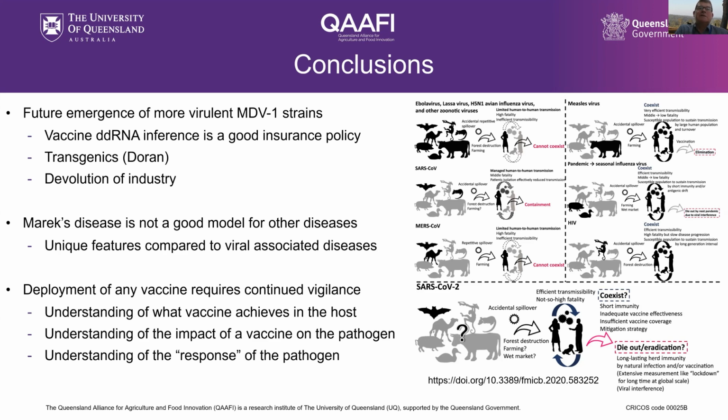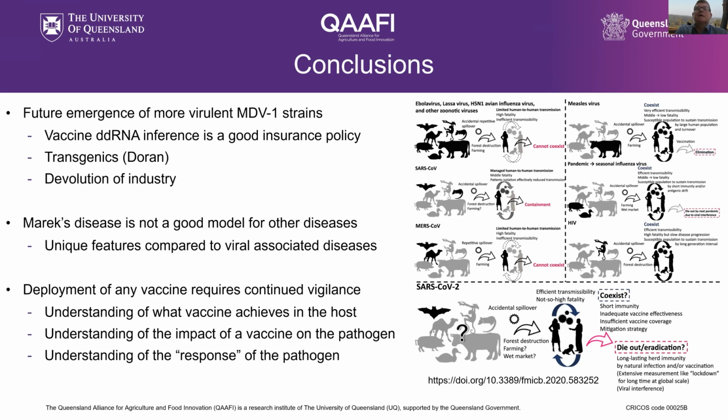But the vaccines that deliver DDR and RNAi-based interference is a good insurance policy. So we'll be ready for that virus. The other option will be to make transgenic birds. And a colleague of mine, Tim Durham, in Geelong, has actually made those birds and then used some of those viruses. We use the Woodland strain to challenge those birds, but I don't know the outcome for those studies yet.